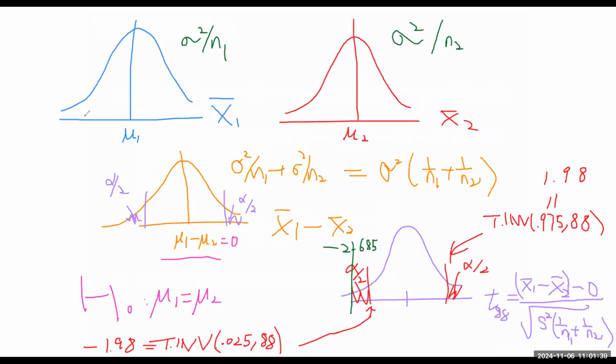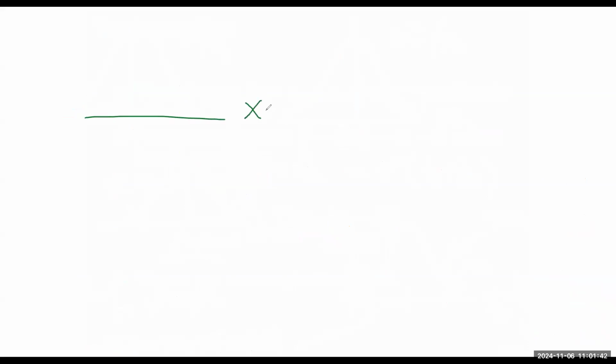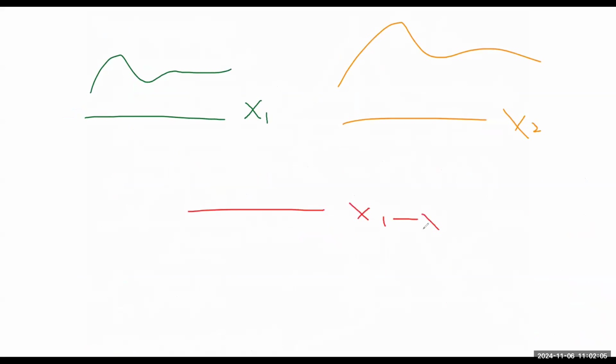The assumption we make is this. I have a bunch of x1, someone before the test. I don't know what it looks like, I don't care. I don't even need to make the normal assumption. And x2, which is after, can also be anything. But what we want to say is that x1 minus x2 is normal. That's what I assume, which we call D.